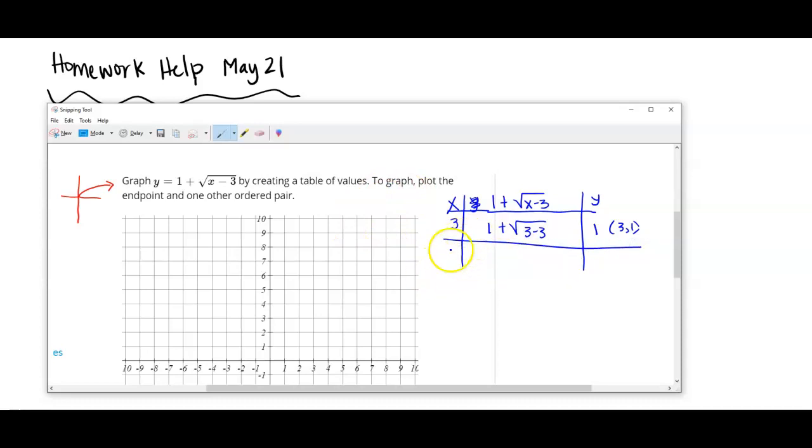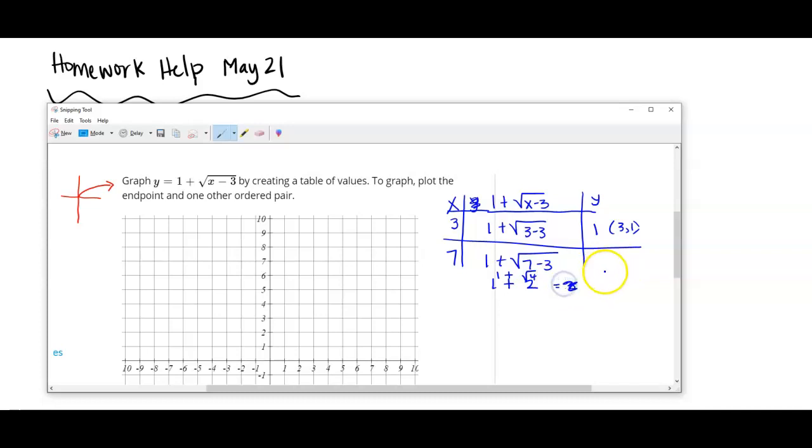7. Okay, let's see what happens with 7. When I put 7 in there, so 1 plus the square root of 7 minus 3. Well, 7 minus 3 is 4, but the square root of 4 is 2, right? So I really have 1 plus 2. So make sure you're thinking of that, and maybe I shouldn't have skipped a step there. 1 plus 2, so I get 3 as my answer there.